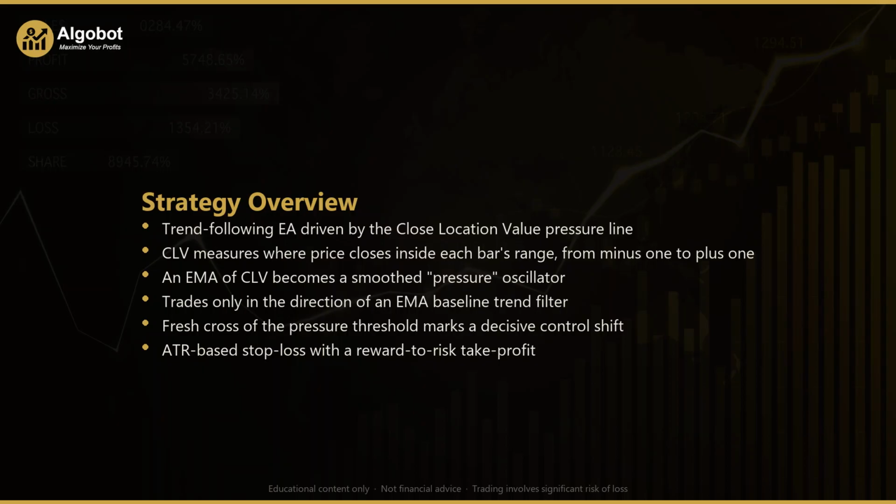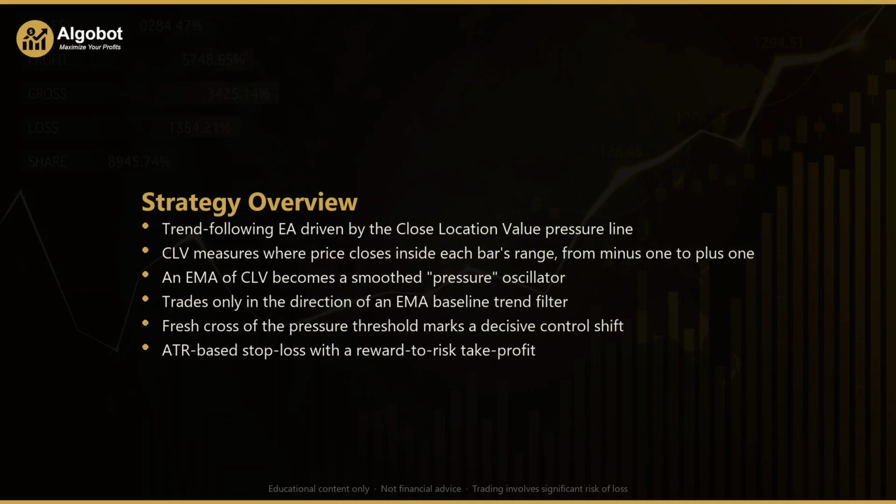At its heart is a measurement called the close location value, or CLV. For every completed bar, the strategy looks at the high, the low, and the close, and asks a simple question. Did price settle near the top of the range, near the bottom, or somewhere in the middle?